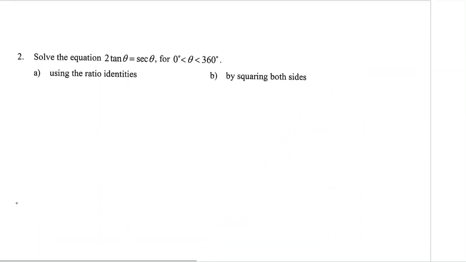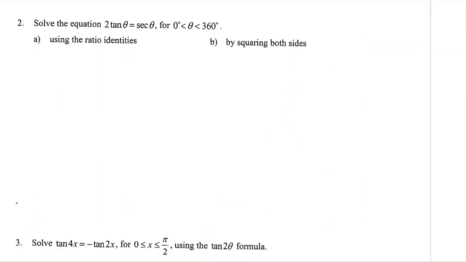Okay, question 2. Let's get to the good part, the solving part. Let's solve the equation 2 tan theta equals sec theta between 0 and 360 degrees. Now, we've got 2 parts here, a part A and a part B, because we're going to do this in 2 different techniques. You don't have to do it in a certain way. You might do it differently to somebody else and still be able to get the same answer.